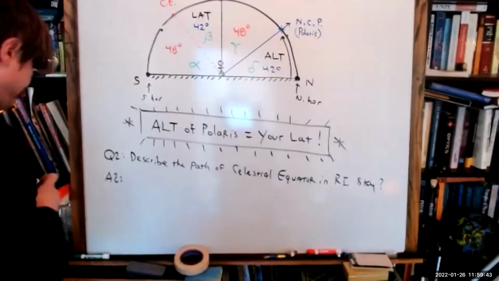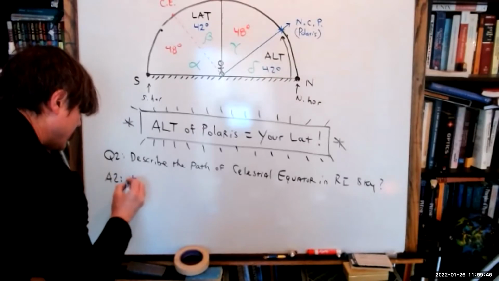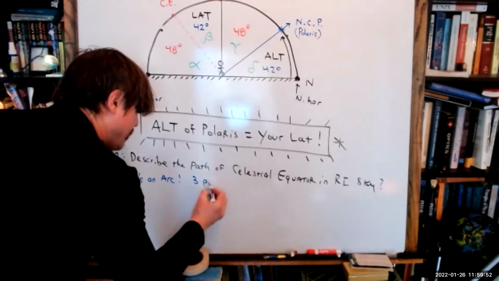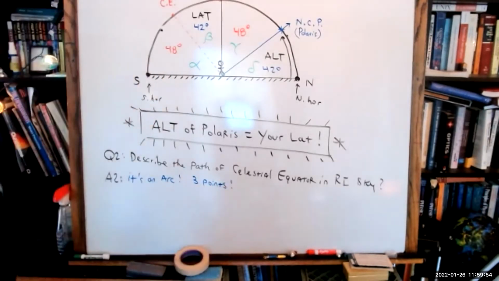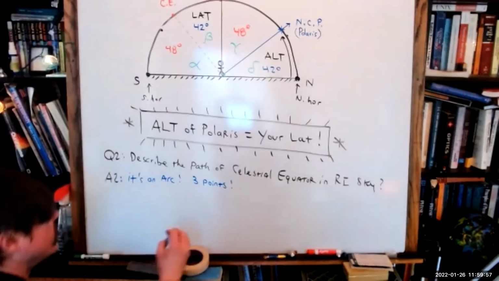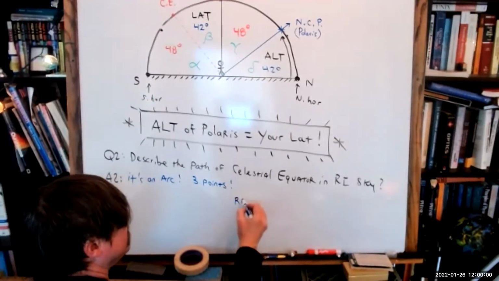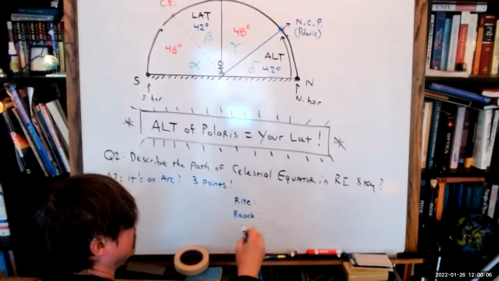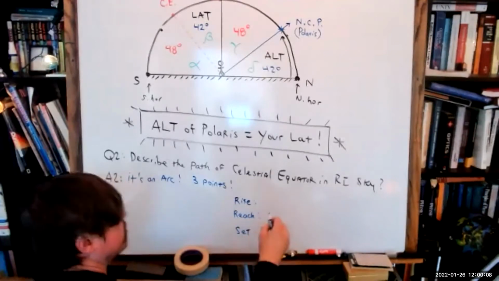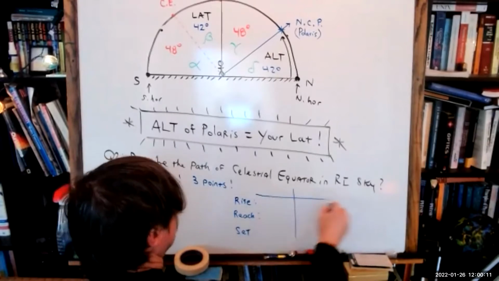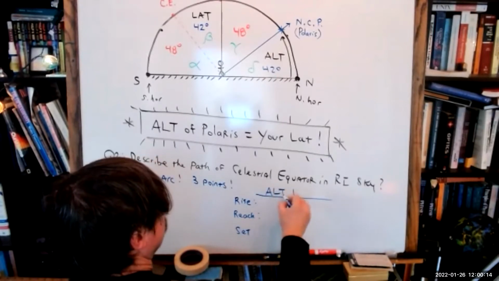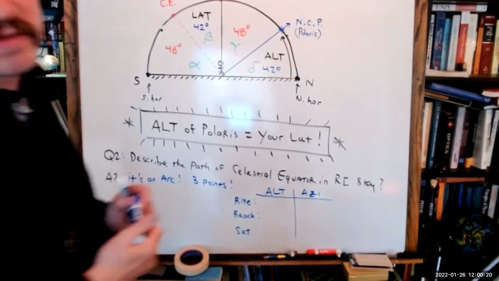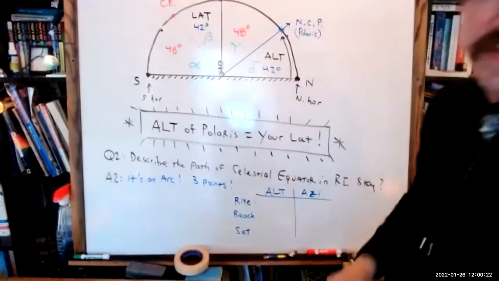So let's write this down. It's an arc. And that means 3 points are needed, all using the horizon system. We want the point where it will rise, the point where it reaches its highest in the sky, and the setting point. And each one of those points will have an altitude and an azimuth, meaning 6 coordinate locations, or 6 numbers. 3 coordinates, but 6 numbers.